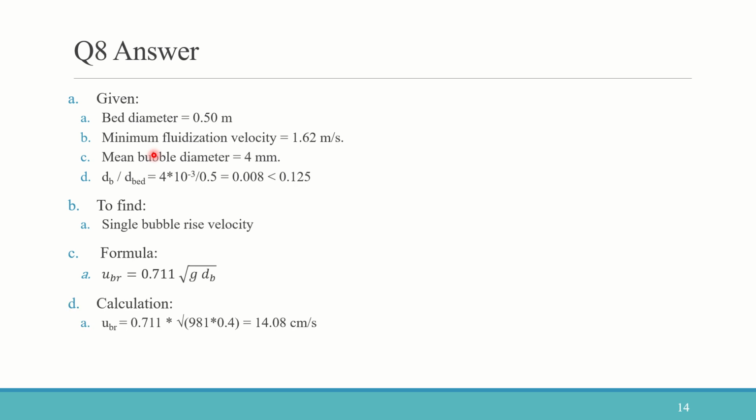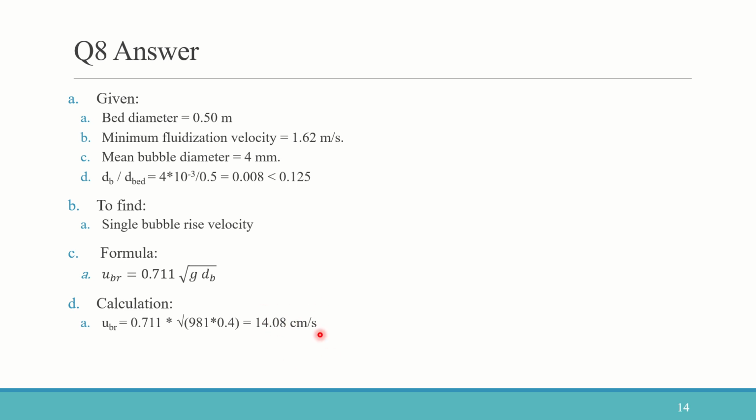So the UBR calculation: UBR is equal to 0.711 into square root of G into dB. dB is 4 mm, so in centimeter it is 0.4 centimeter, and G is 9.81 meter per second square, and since we are using centimeter per second square, it is 981. So 0.711 into square root of 981 into 0.4. What we get is 14.08 centimeter per second.